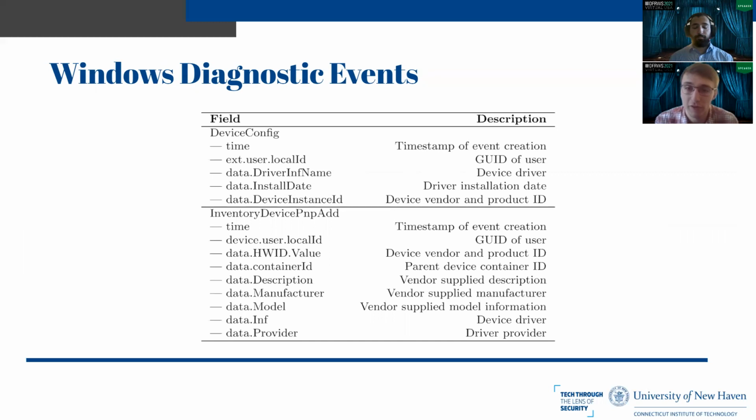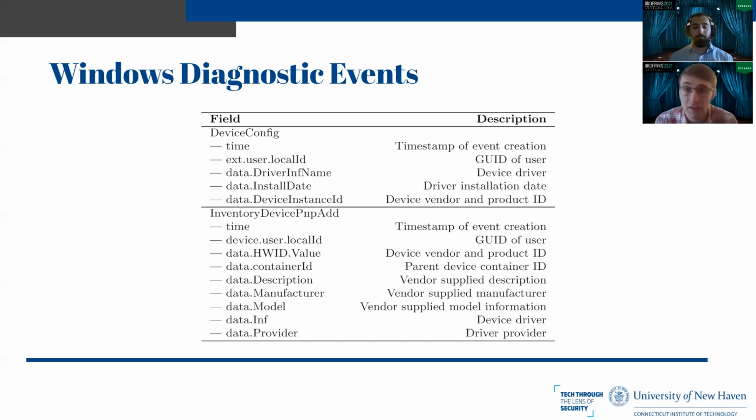We found two that were of interest: device config, which happens when a device is originally plugged in for the first time. Within this JSON object, we have a timestamp of event creation, the ID of the user, which is important because we can know who the device was plugged in under, the device driver, the driver installation date, and the device vendor and product ID, which are the USB IDs we mentioned earlier.